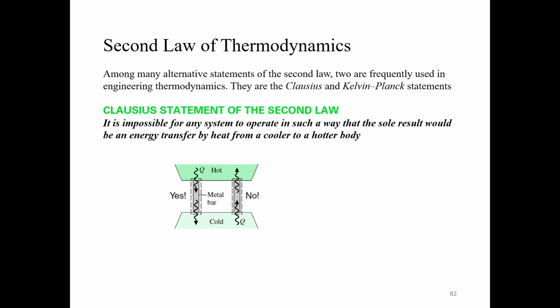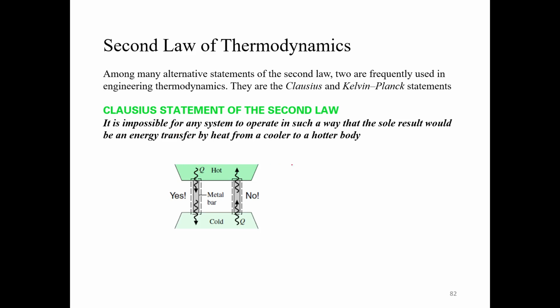When we come to the second law of thermodynamics, there are several statements for this one, but we are particularly interested in only two statements. They are called the Clausius statement and the Kelvin-Planck statement. Let me go one at a time. What the Clausius statement says is that it is impossible for any system to operate in such a way that the sole result would be an energy transfer by heat from a cooler to a hotter body. I'm sure it doesn't matter how many times you read this statement, you will not get what it means. So let me try to figure it out.